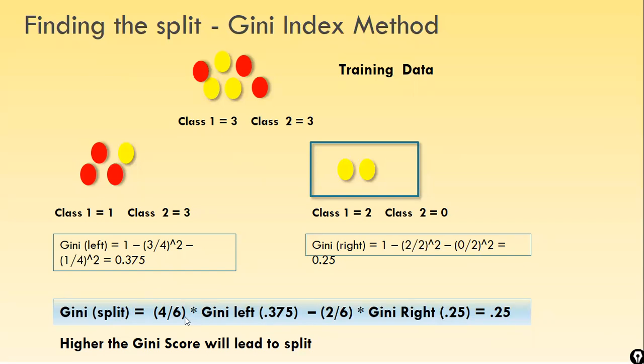So how did we get to 4 by 6 here? And minus 2 by 6. If you see here, this 4 out of 6 is what the left side says here. And here we have 2 out of 6, the overall thing. 4 out of 6 into Gini left is 0.375 minus 2 out of 6 into Gini right is 0.25. So if you do the math, you get 0.25.